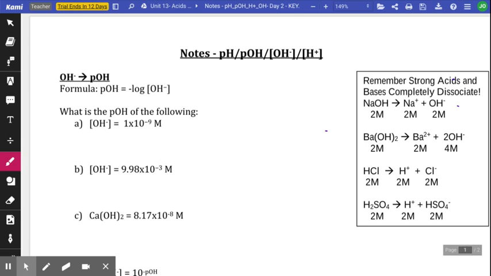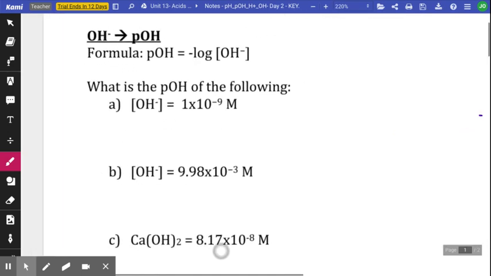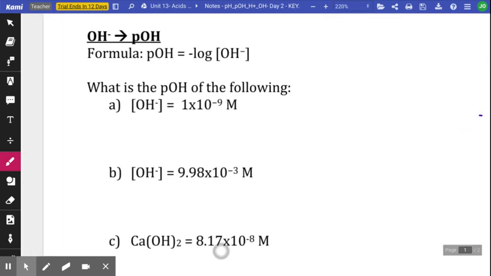In this first one, what we're going to start and focus on is converting hydroxide concentration to the power of hydroxide, the pOH. So how do I do that? Well, I use this formula here: pOH equals the negative log of our hydroxide concentration. My first question is, what is the pOH of the following? We're going to start with one that's a little bit easier. I have a hydroxide concentration here, and they want to know what is the pOH of this concentration.